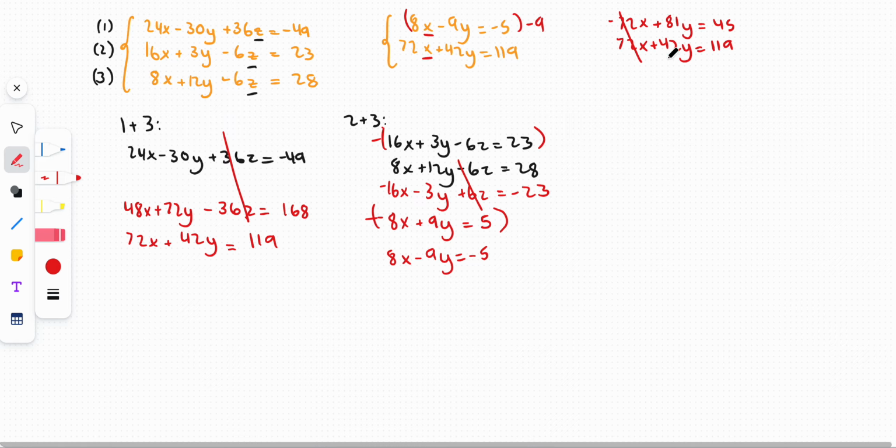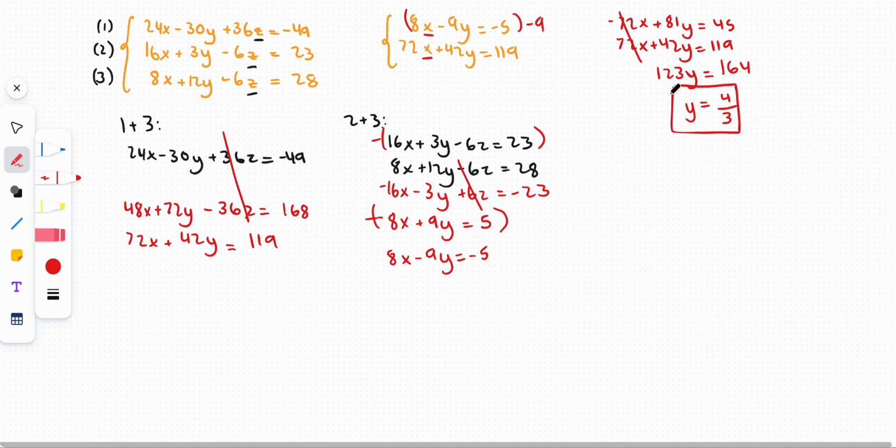Vertically add, these two cancel out, so 81 plus 42 is going to equal 123y, which is going to equal 164. Alright, so when we do this, 164 divided by 123 is actually going to be a fraction. It's going to be 4 over 3. It's a fraction. So this is what y is equal to.